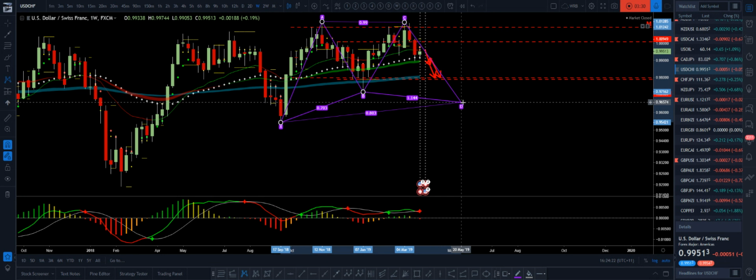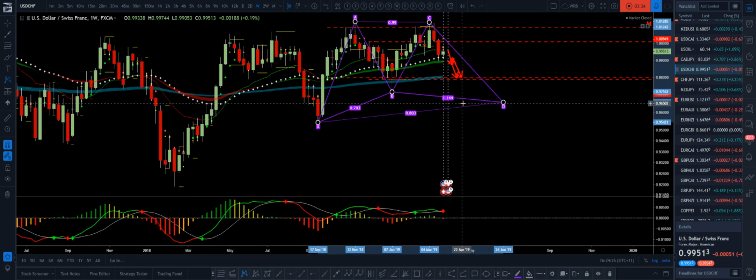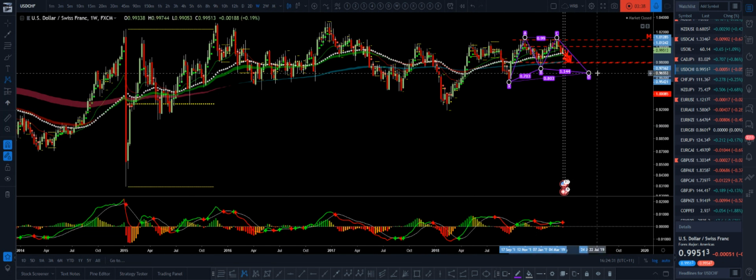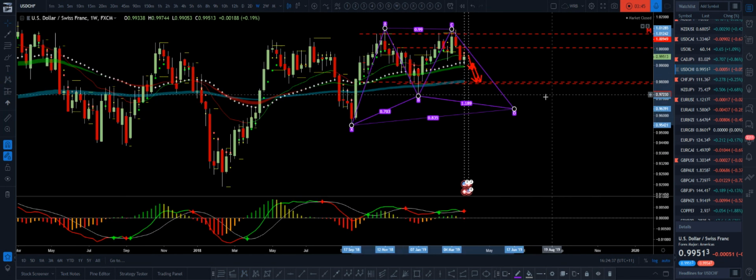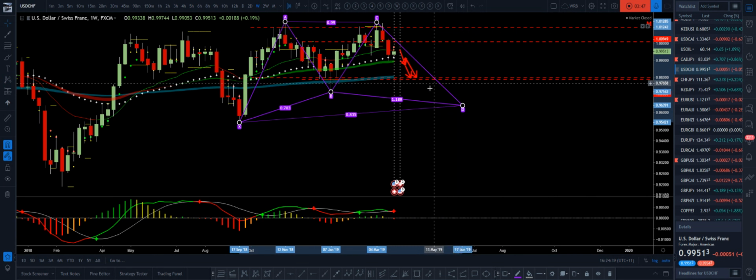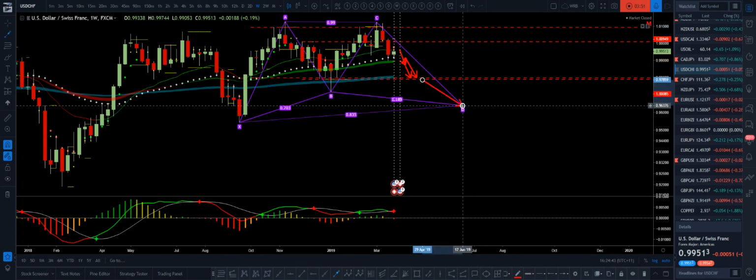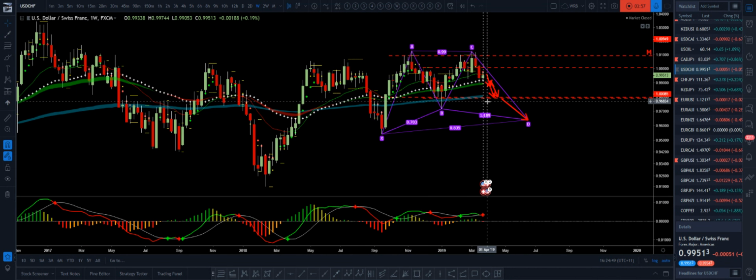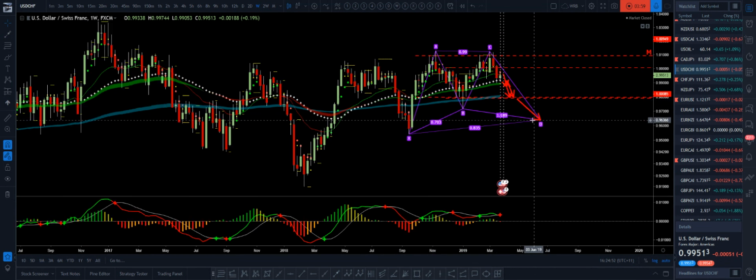So this is 96.60 if you have a look, just around here. So after 98, it can be heading lower again to 96.60 for this point. This is 97, so 96. This is a pattern, maybe a pattern.